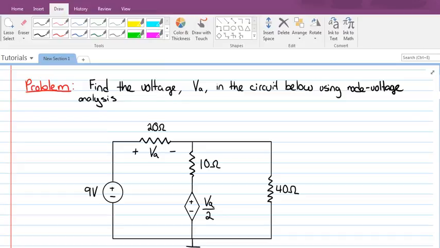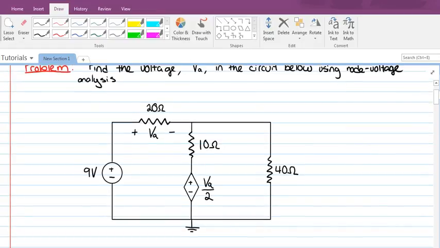Alright, hello everybody. We've got a new circuit to analyze. The problem states that we want to find the voltage VA in the circuit below using the node voltage analysis method. So let's take a look at the circuit a little bit.